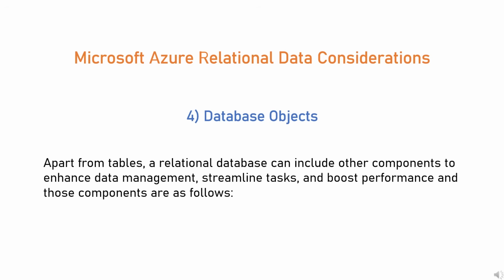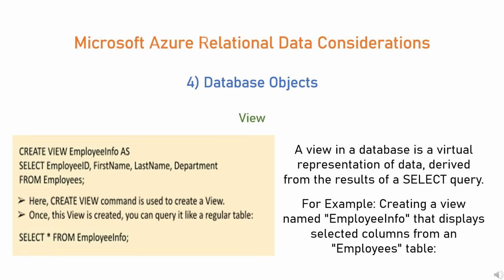Database objects. Apart from tables, a relational database can include other components to enhance data management, streamline tasks, and boost performance, and those components are as follows. View. A view in a database is a virtual representation of data derived from the results of a select query. For example, creating a view named Employee Info that displays selected columns from an employee's table.